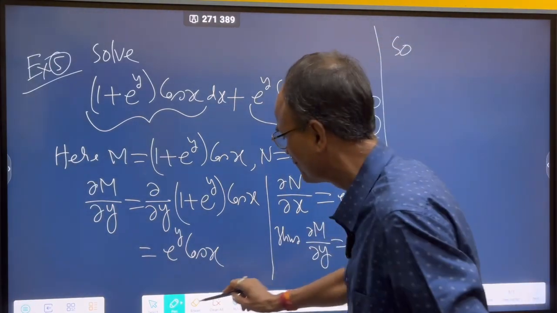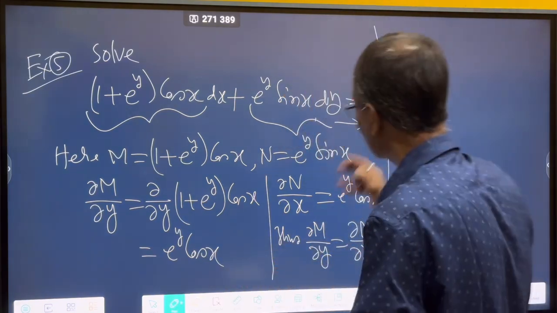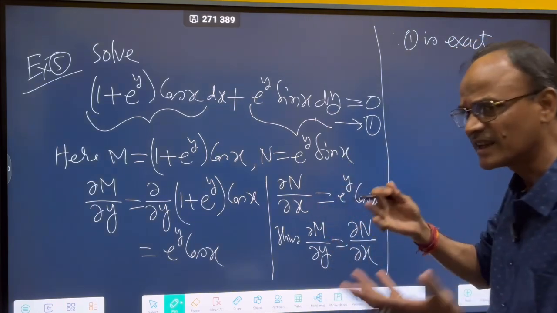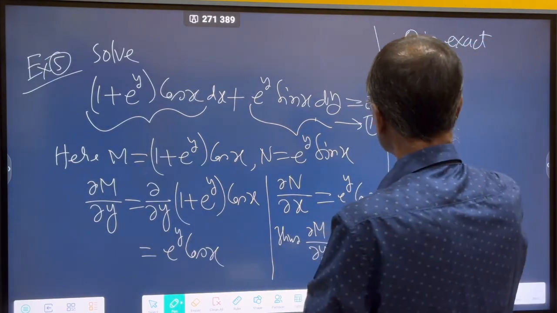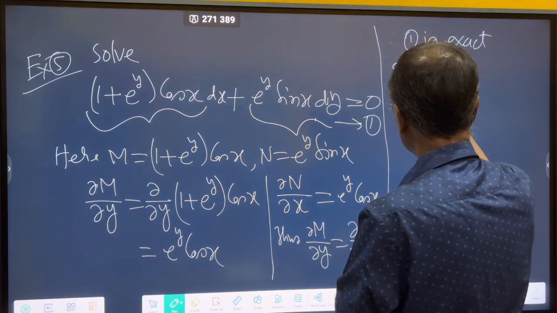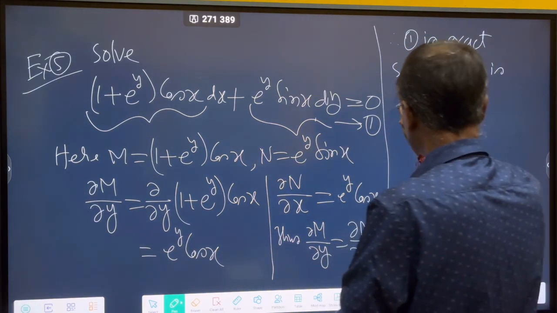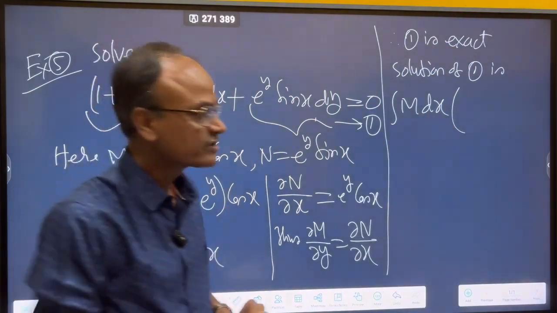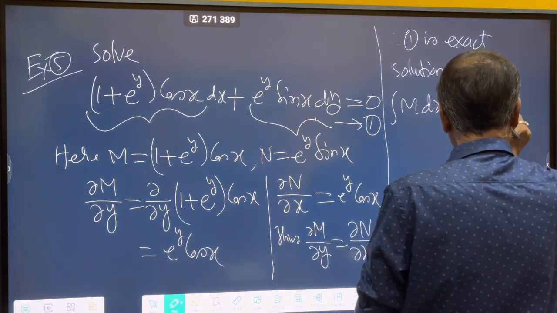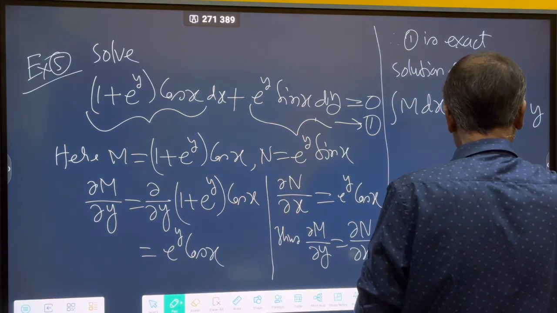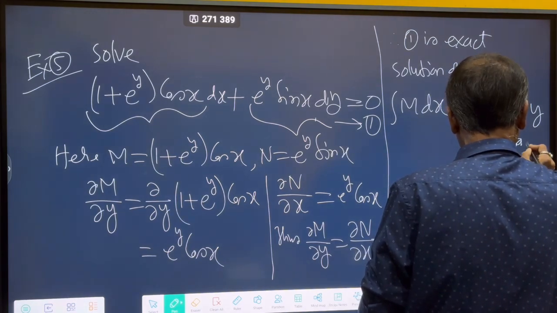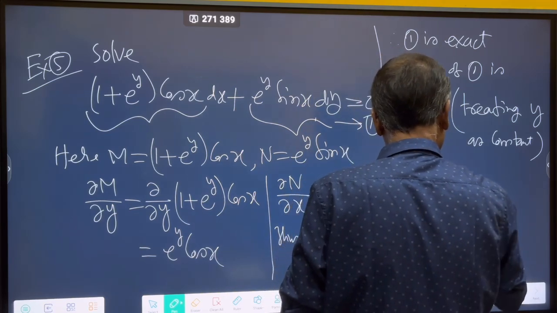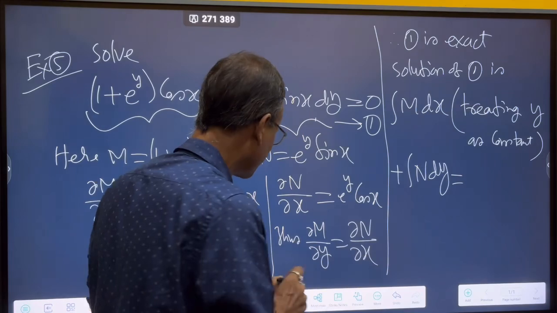Therefore, 1 is exact. Exact means it is an exact differential equation. The solution of 1 is integral M dx, treating y as constant, plus integral of those terms of N dy.